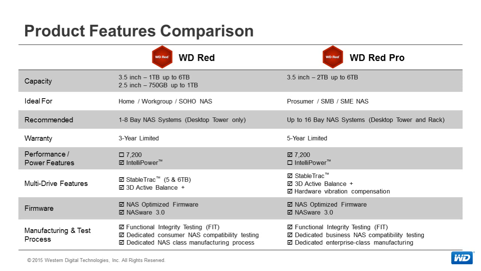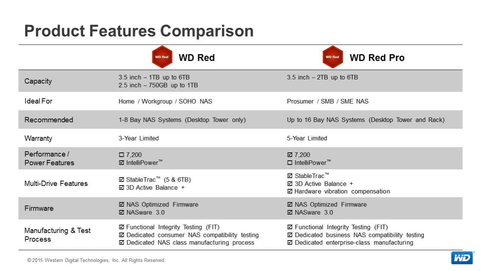The Red is recommended for 1 to 8 bay NAS systems and really just the desktop tower only, where the Red Pro is targeted up to 16 bay NAS, and this supports the desktop tower and the rack-based systems. Warranty, we've got the 3-year on the Red, 5-year on the Red Pro. Then you can see in the performance and power features, the WD-Red has the IntelliPower feature, which is more of a 5400 RPM class hard drive. And then we've got the Red Pro that is running at 7200 RPM to get the higher performance.